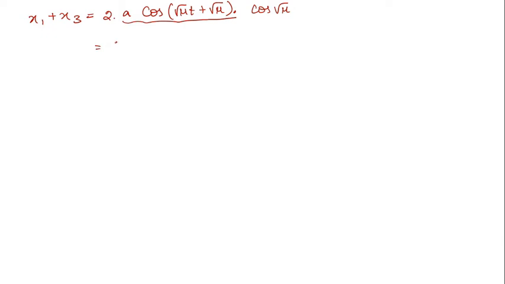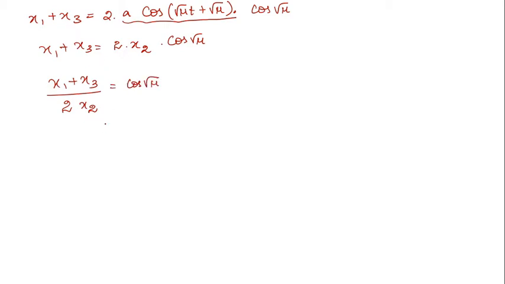So I can write this as 2 into x2 into cos √μ, which is x1 plus x3. When this term comes to the other side, it will be in division. So (x1 plus x3) divided by 2 x2 is equal to cos √μ. When this cos goes to the other side, it will be inverse. So √μ is equal to cos inverse of (x1 plus x3) divided by 2x2.